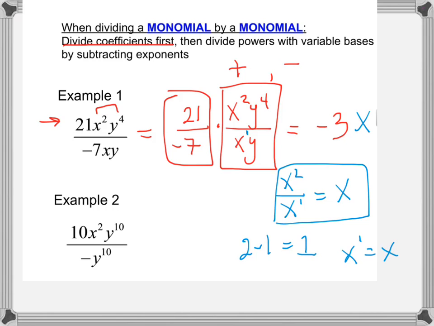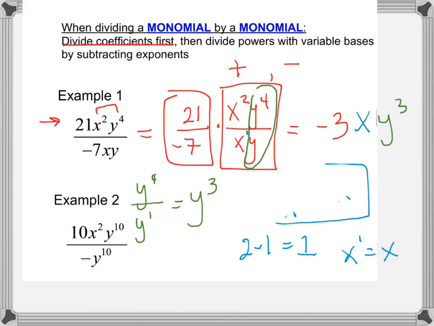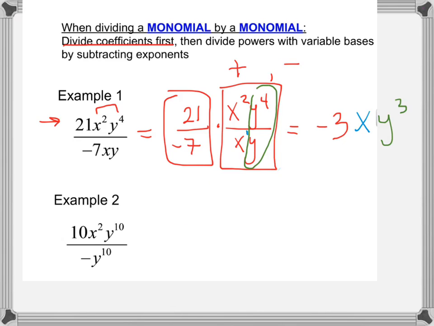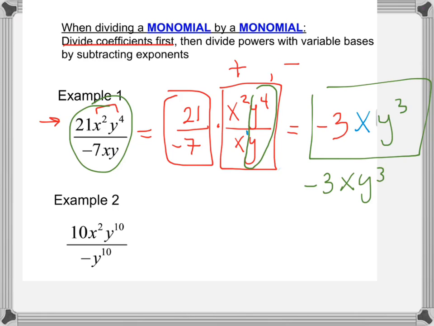Then finally, we have the other part of the term, which is y to the fourth divided by y. Again, this is the quotient of powers rule. We keep the base, and 4 minus 1 is 3. So the last part of our monomial is y to the third. The answer to this problem, 21x squared y to the fourth divided by negative 7xy, is negative 3xy to the third.